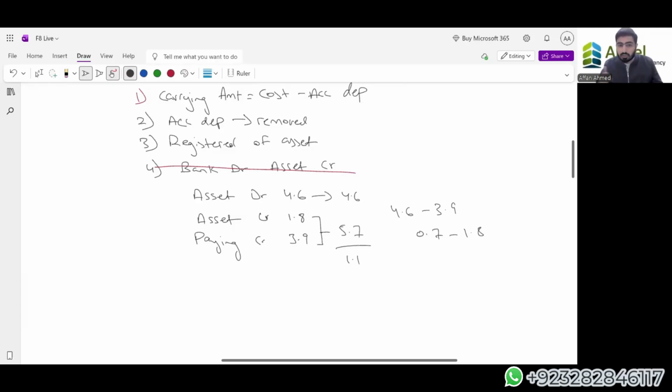So if there is a loss, how do we record it? We record it on the debit side, in the P&L. P&L debit by 1.1 million should be a double entry also present with us. This will balance our double entries.